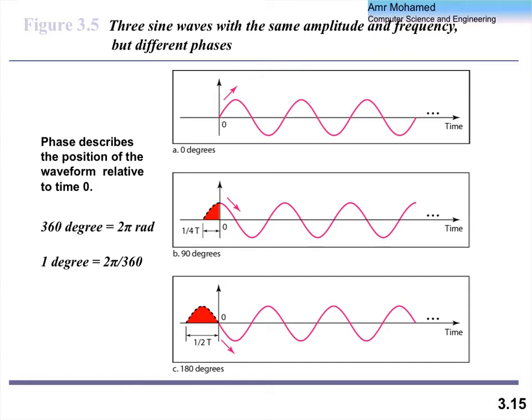So we call this the phase. And again, phase is one of the very important parameters that we will use later on in data communication. We will see that by changing the phase, the properties of the signal change drastically, and it affects certain phenomena later on.